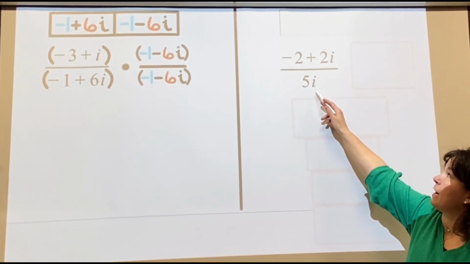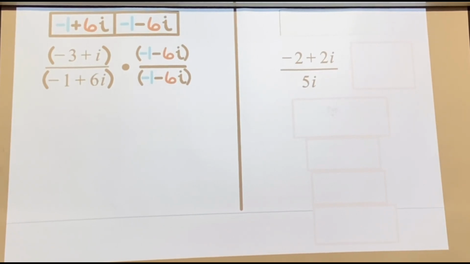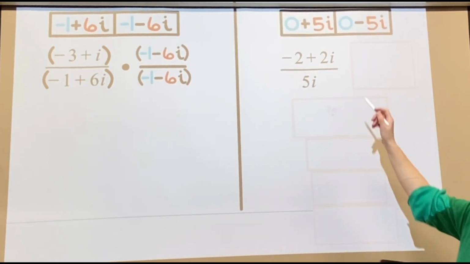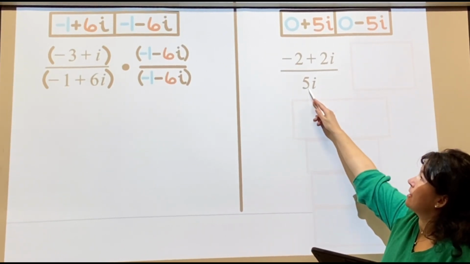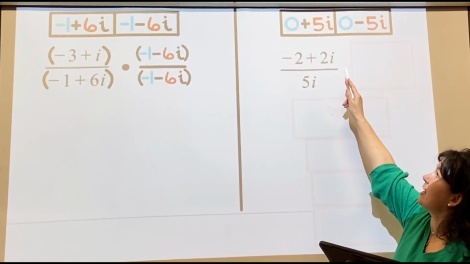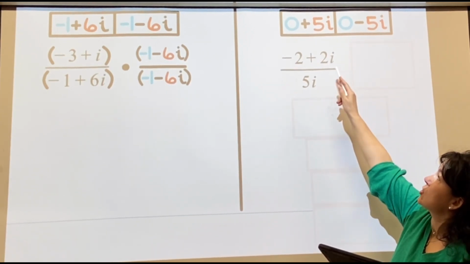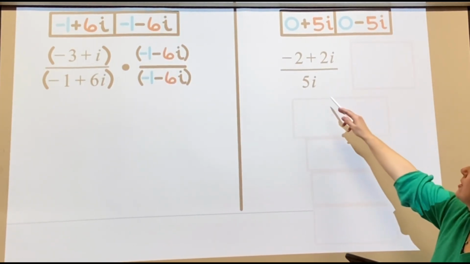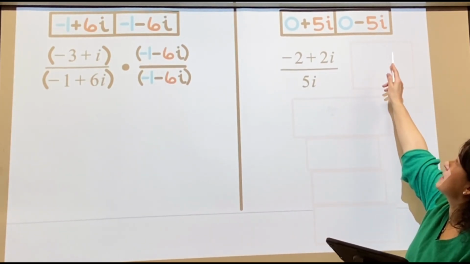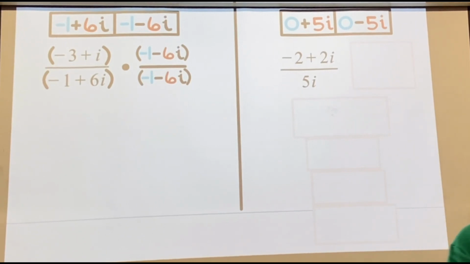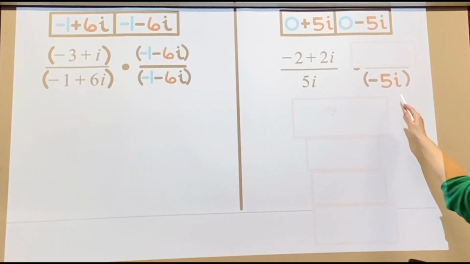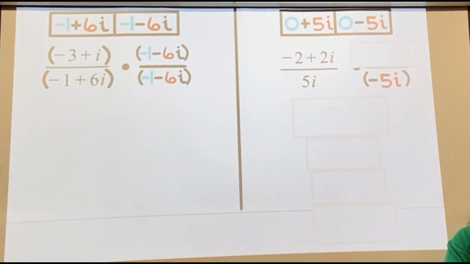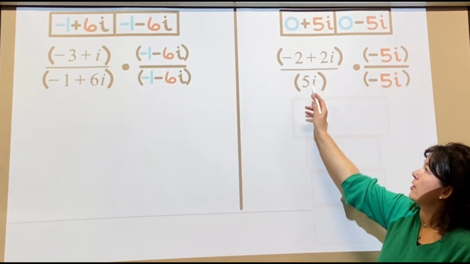for the conjugate on 5i, a plus bi changes to a minus bi. So here we have that 5i is the same thing as 0 plus 5i, so that we see the a and the b. So we're only changing the sign on the i's. So the conjugate of 5i is 0 minus 5i, which is the same thing as negative 5i. So we multiply the denominator by the conjugate to get rid of the i's, but what I do to the bottom, I do to the top. I'm going to go ahead and put parentheses around the original numerator and denominator.